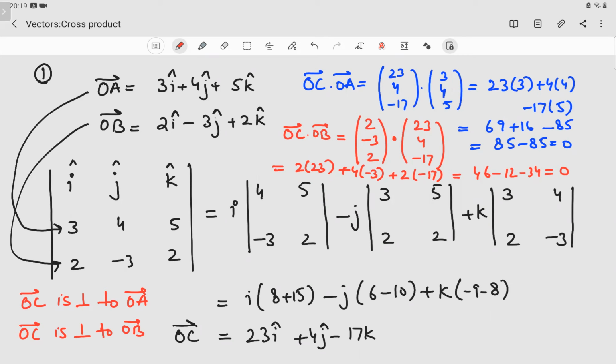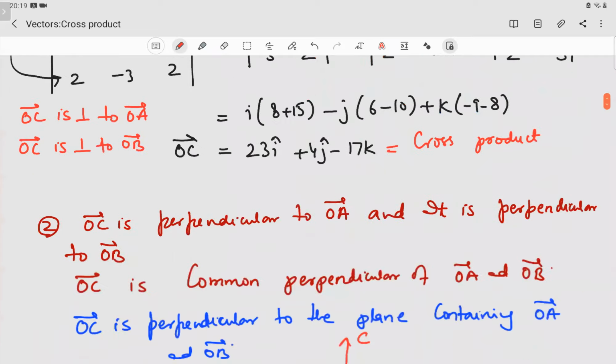So I call this the cross product. I call it cross. A funny way to describe it is that when somebody is not talking to some other body, we say that he's cross. So OC not liking the plane which contains OA and OB is cross. So OC is a cross product. So in this way, we define the cross product.